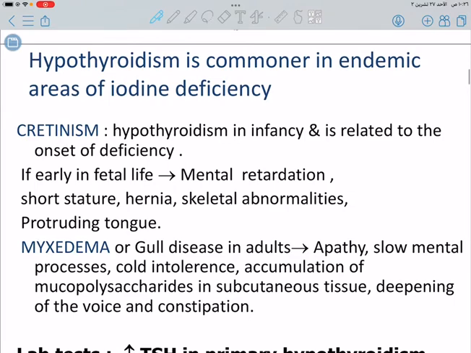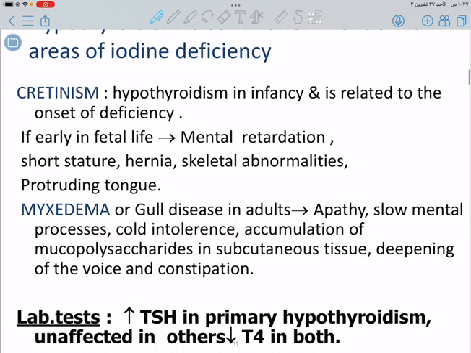Myxedema is hypothyroidism in adults; we call it myxedema. And these patients, opposite to people with hyperthyroid, are apathetic, have slow mental processes, and do not tolerate cold weather. There is accumulation of mucopolysaccharide in subcutaneous tissue, which we call pretibial myxedema, deepening of the voice, and constipation. So these are the presentations of the hypothyroid. Accumulation of mucopolysaccharide in the subcutaneous tissue happens, and shortly when we talk about Graves' disease, which is a hyperthyroid disease, we'll talk about pretibial myxedema.